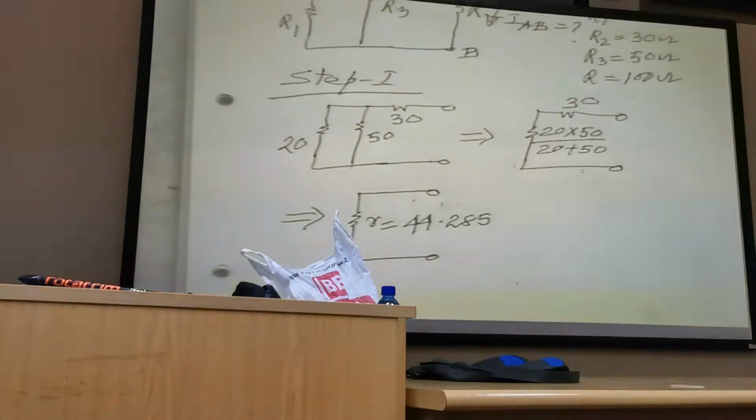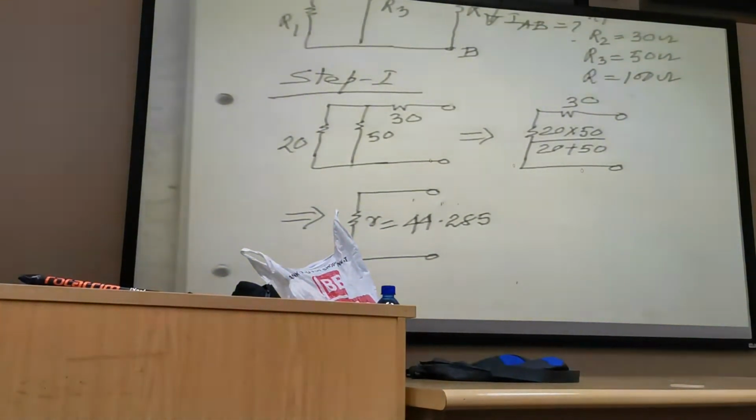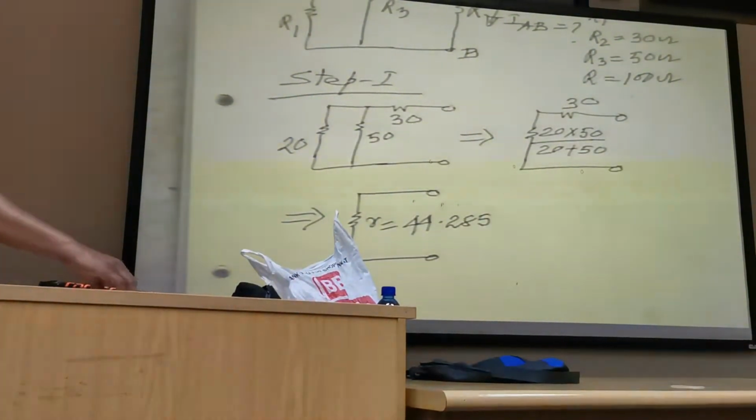What is this no? This is 44.285. It's our total, the internal. So you take the, okay, so step one, you know this one, right? This one is okay? Now we are going to make the parallel combination of these two.